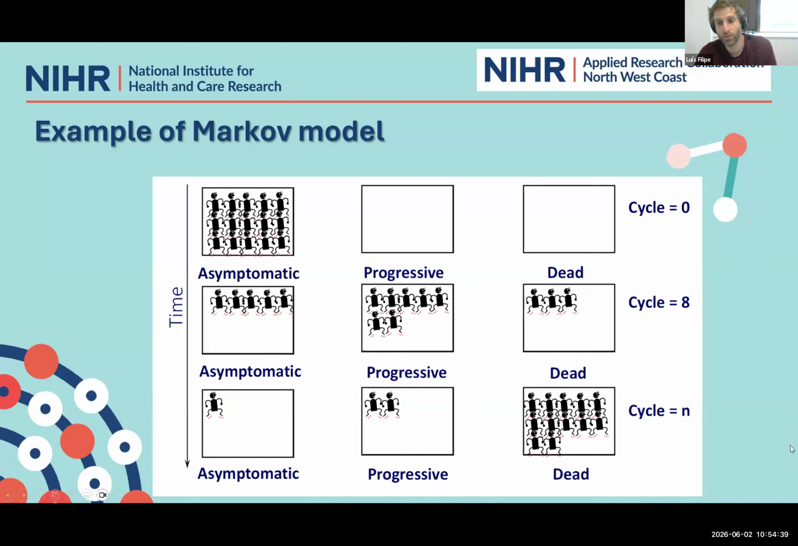And this is going to go on like this for several cycles. And then less and less people will be in the asymptomatic state. Probably less and less people will be in the progressive state as well, and more people will be in the dead state as time moves on. Any questions so far?